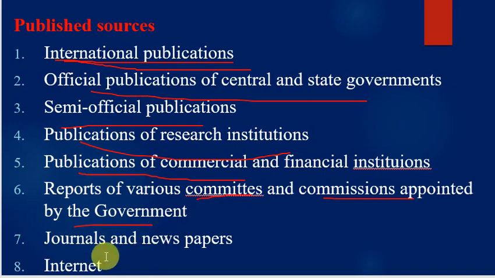And finally we'll see journals and newspapers. Current and important material on statistics and socio-economic problems can be obtained from different journals and newspapers like the Economic Times, Commerce, Capital, Indian Finance, and monthly statistics of trade and other things. This we can get through newspapers and journals. And finally, through the internet also we get different information. So those are the published sources.